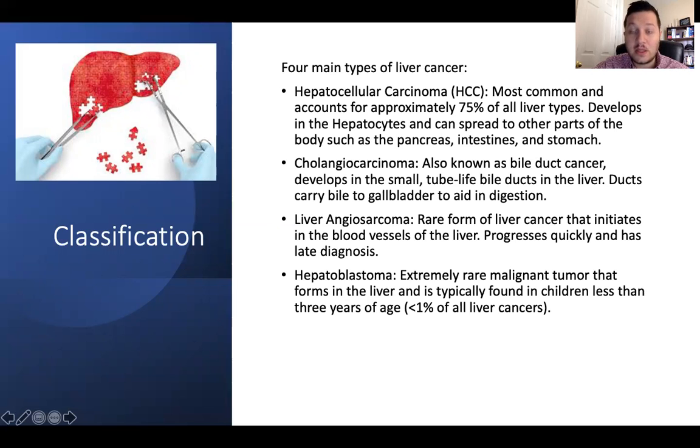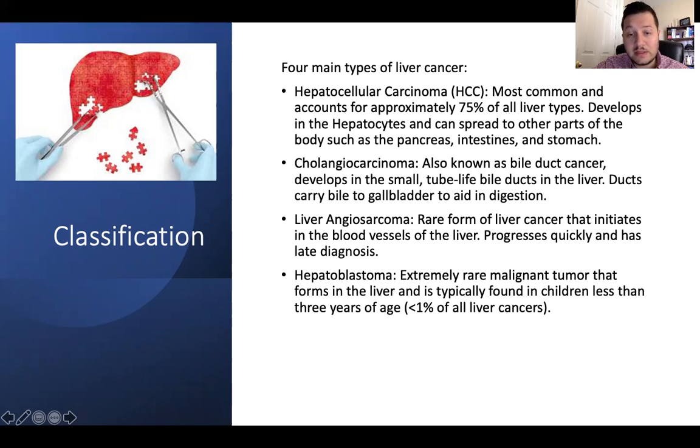There's also cholangiocarcinoma. This is bile duct cancer, develops in the small tube-like bile ducts in the liver, and then the duct's function is to actually carry bile to the gallbladder to aid in the digestion.